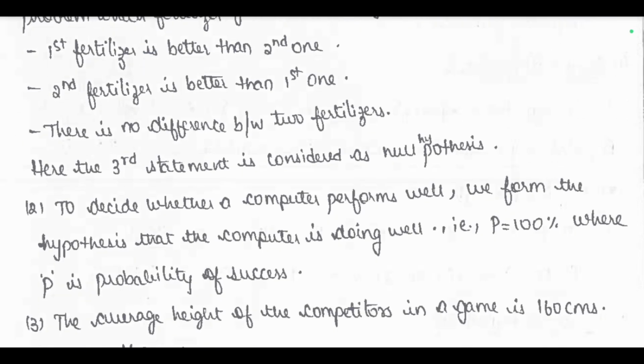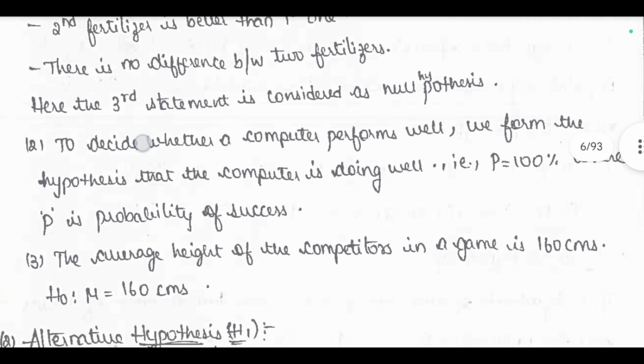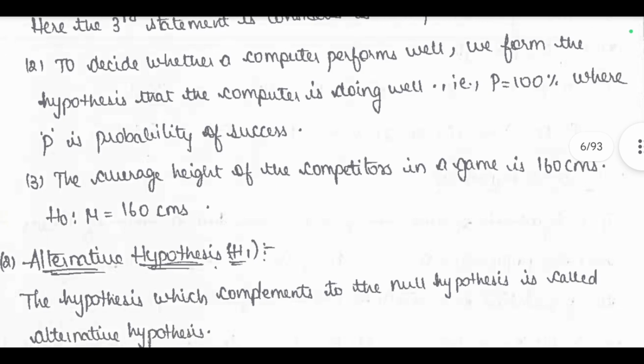Similarly, to decide whether a computer performs well, we form the hypothesis that the computer is doing well, that is, p is equal to 100%, where p is the probability of success. Like that, you can find many examples of hypotheses. A given statement with no difference is called the null hypothesis.